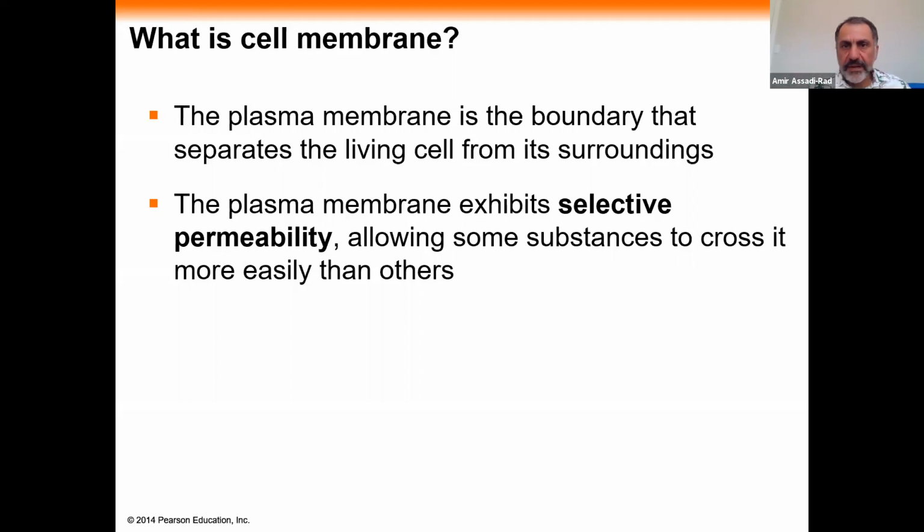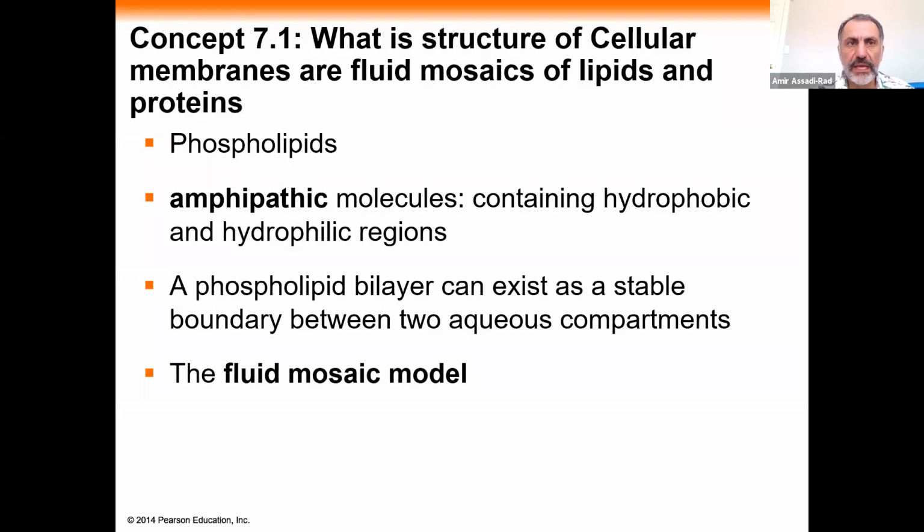The plasma membrane shows selective permeability. It means it chooses what can go inside of the cell and what cannot. They do not have a brain, you know that, but they are selective as far as what they do, okay? Anyhow, what is the structure of the cellular membrane? A fluid mosaic model, and we need to talk about that.